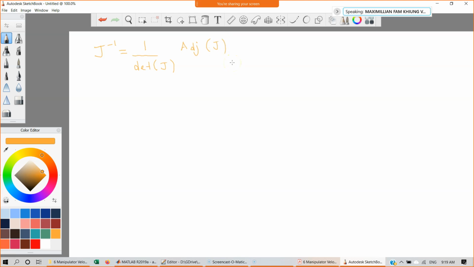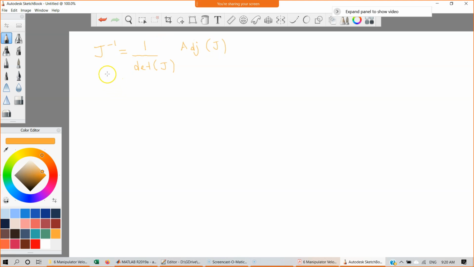Okay, so please remember this. You'll never know, in your future interviews they might ask very fundamental questions like this. This will test your engineering knowledge. Anyway, so J inverse equals 1 over determinant of J multiplied by adjoint of J.